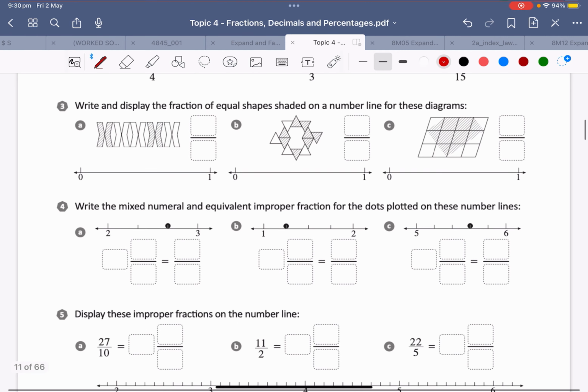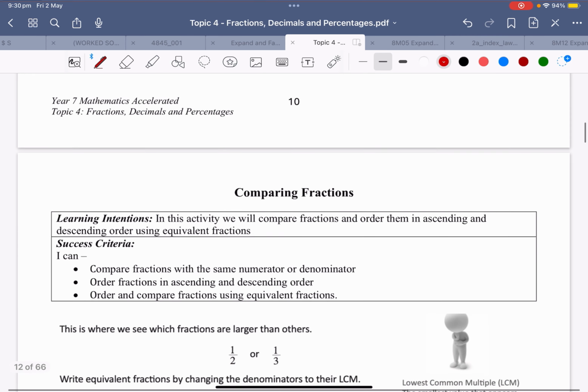Number line, I'm not really worried about it, so we'll just go ahead and skip it.